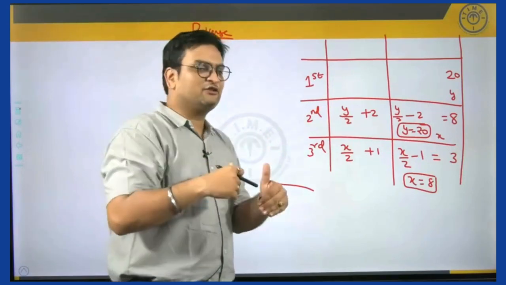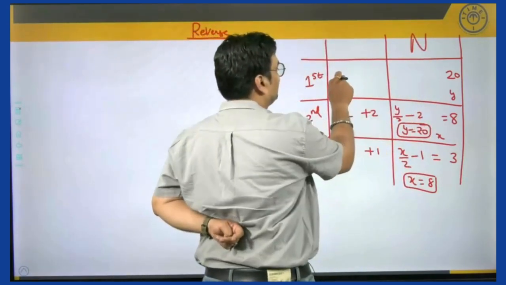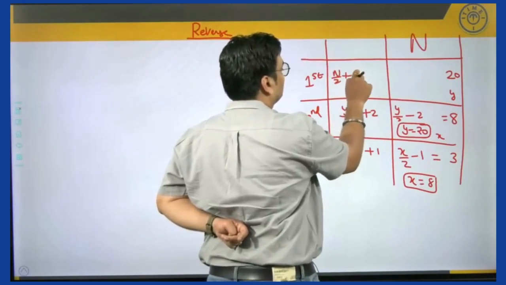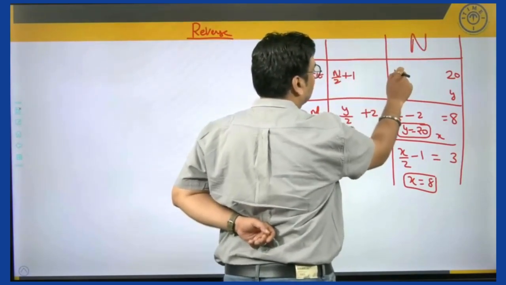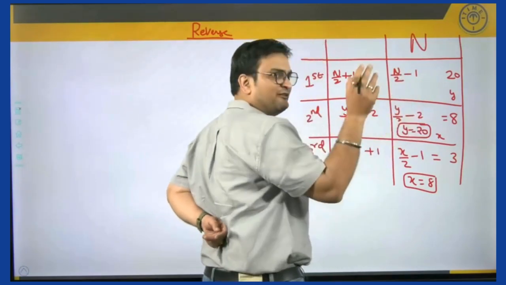How much are we now selling to the first customer? That will be nothing but, of the number of fruits n he started with, half of that plus 1. So out of n, if you're selling away half, you'll be left with the other half. If you're giving 1 more, you'll be left with 1 less.